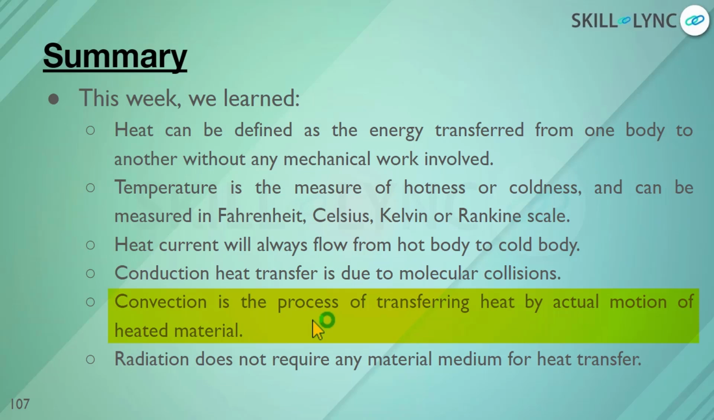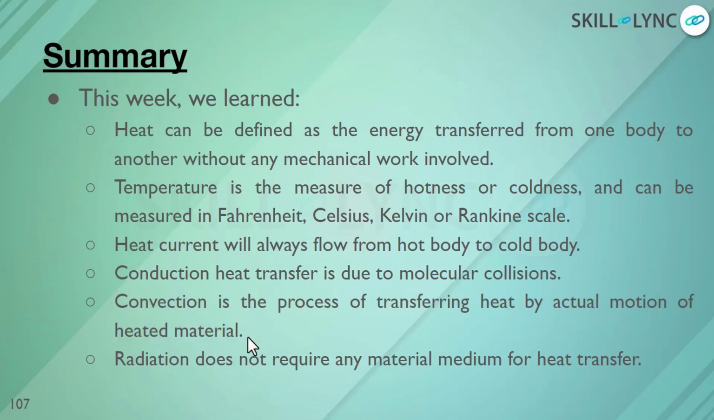The next kind of heat transfer that could happen is convection. Convection is the process of transferring heat by actual motion of heated material. That is, when the material gets heated, it itself moves to another part of the cold body to transfer its heat. This is called the process of convection. The third type of heat transfer that could happen is radiation, where we can say that radiation does not require any material medium for heat transfer.